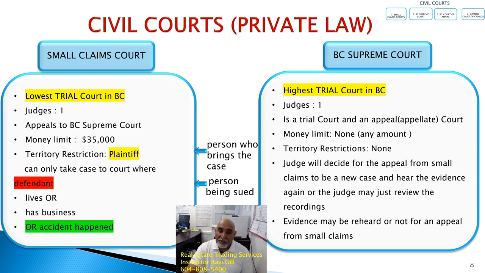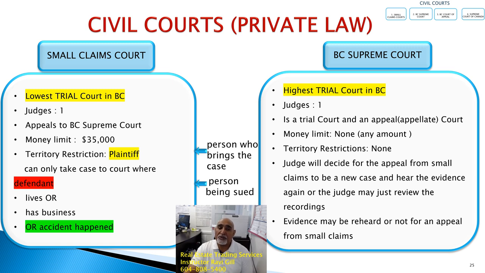And there is a limit. If you're suing someone for more than $35,000, then you have to start in BC Supreme Court, because there is no money limit there. But if you are suing someone for more than 35, and because you don't want to spend the money going to BC Supreme Court, you may claim only 35, then you are allowed to go to small claims court.